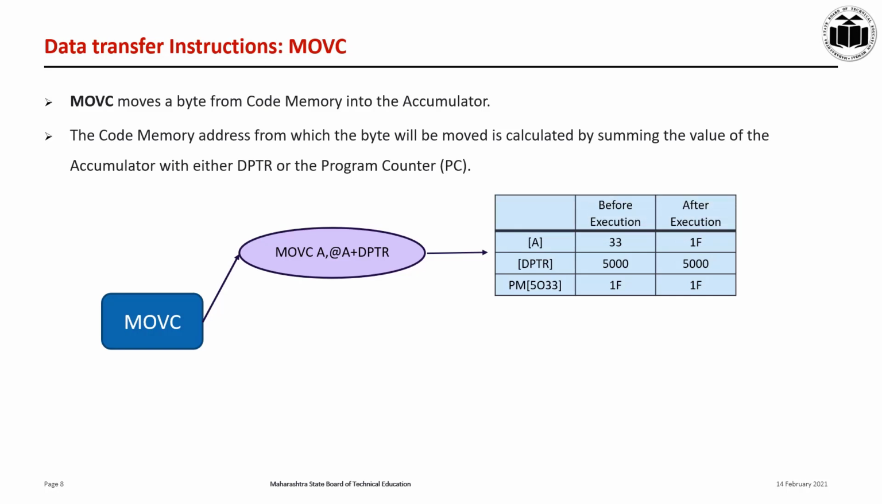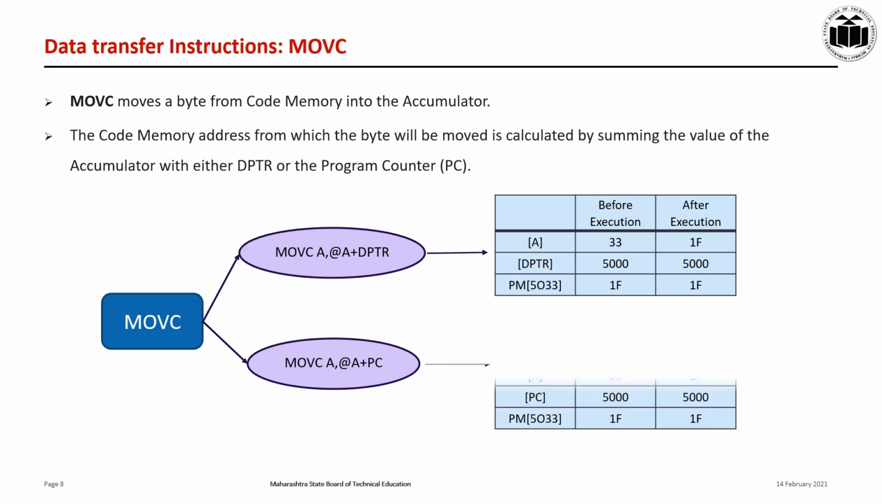For example, if accumulator contains 33H and data pointer contains 5000H, then the contents pointed by the address 5033, that is 1F, will copy to accumulator. MOVC A, @A+PC. This instruction will move the content of memory location pointed by the sum of content of program counter and accumulator to accumulator.